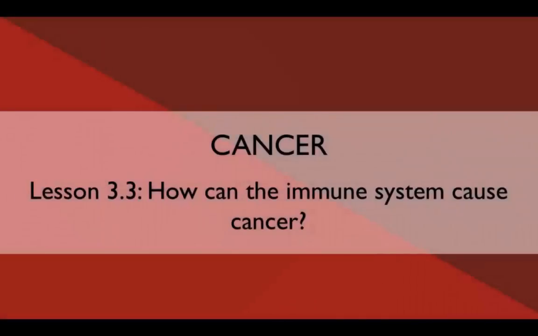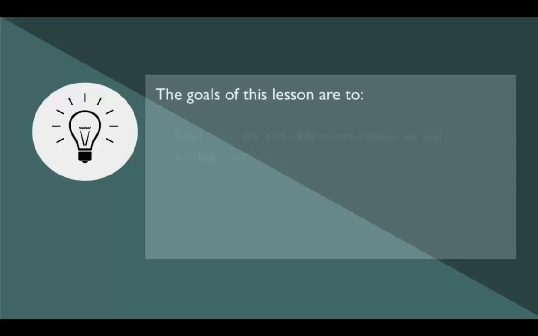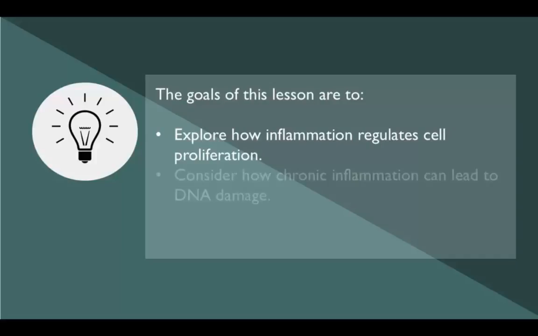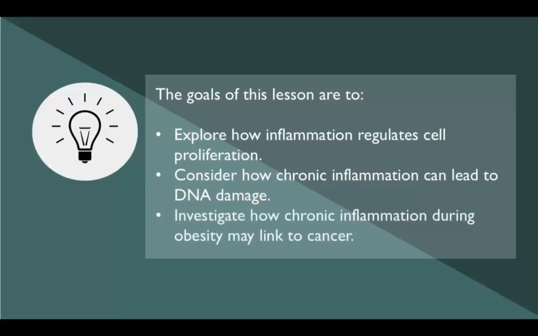Welcome to Cancer Lesson 3.3, How Can the Immune System Cause Cancer? The goals of this lesson are to explore how inflammation regulates cell proliferation, consider how chronic inflammation can lead to DNA damage, and investigate how chronic inflammation during obesity may lead to cancer.